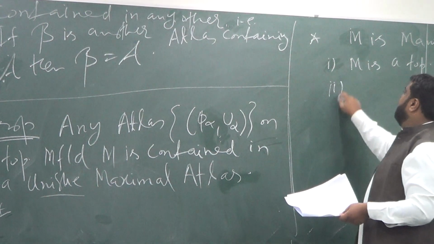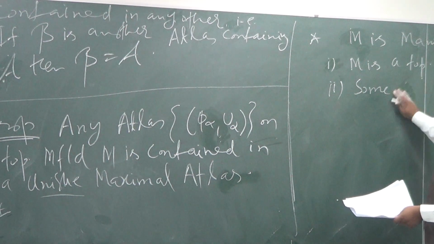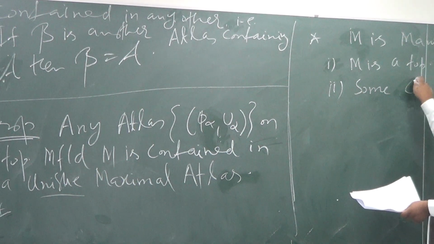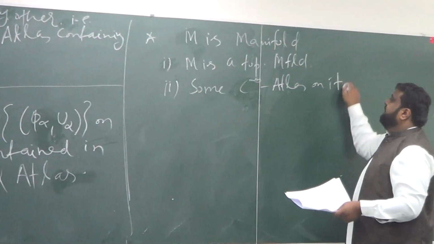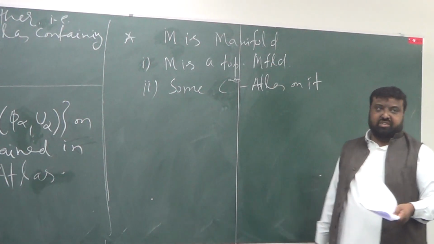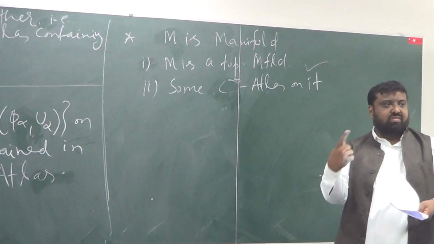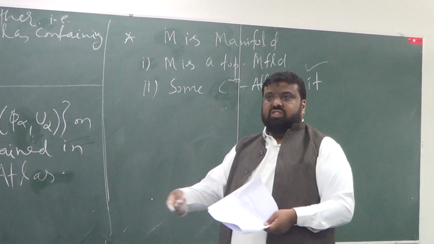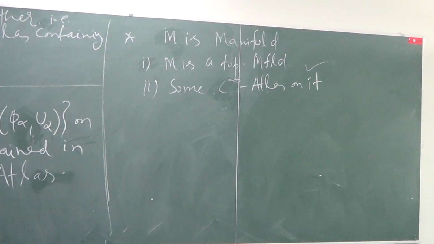And phi, you have some atlas, and by atlas I mean C infinity atlas on it. If you have, then M is a smooth manifold. That's it. So you always want to have these two things. First you want to verify the given thing is a topological manifold, and the other thing that you want to verify is that you must have an atlas on it. That's it. And that would be a smooth manifold.